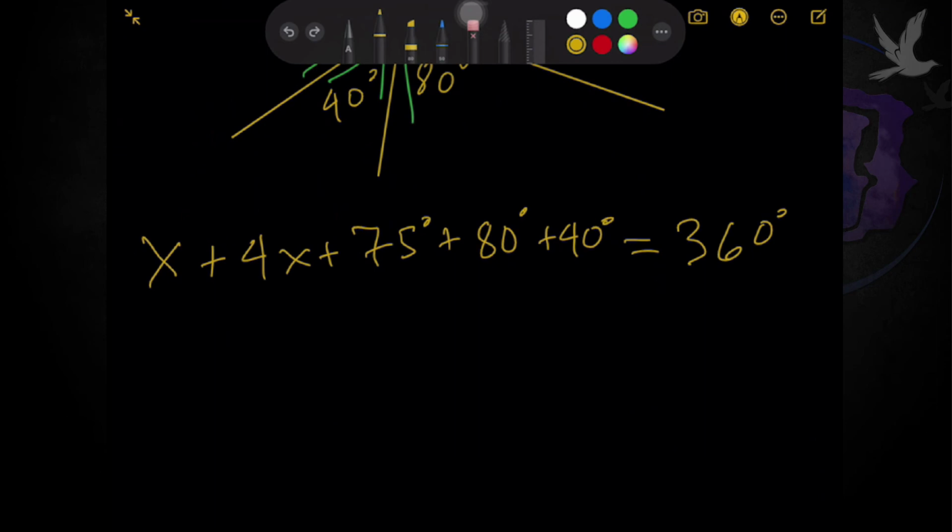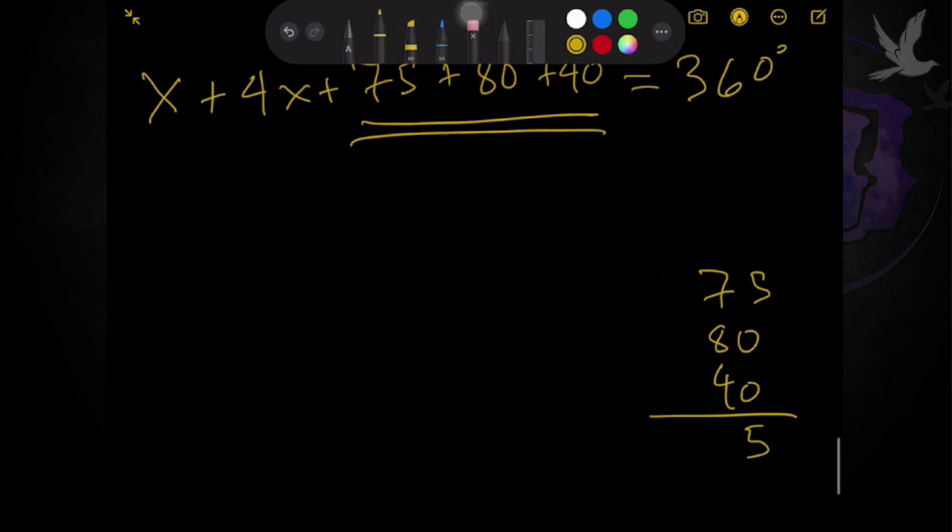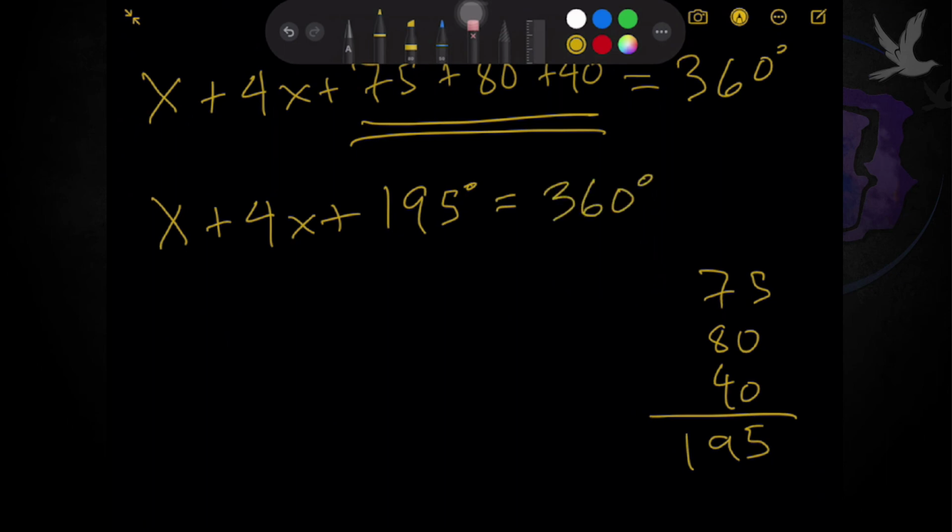You add all yung mga given, which is 75 plus 80 plus 40. So, you have 5 here. 7 plus 8 will give you 15. Plus 4 will give you 19. So, that's 195. Okay. So, rewriting the equation, we now have x plus 4x plus 195 equals 360 degrees. Again, you want to leave this excess muna alone.